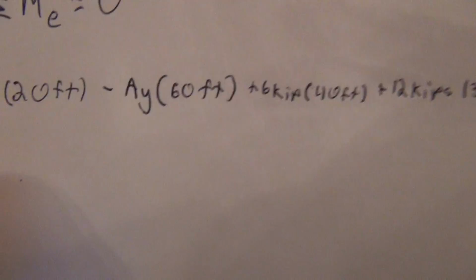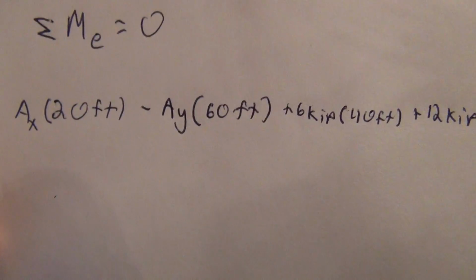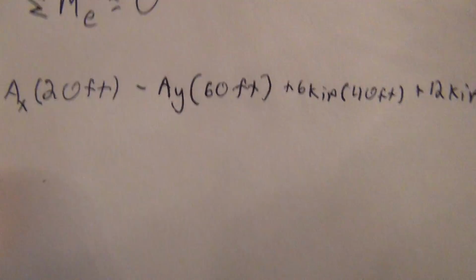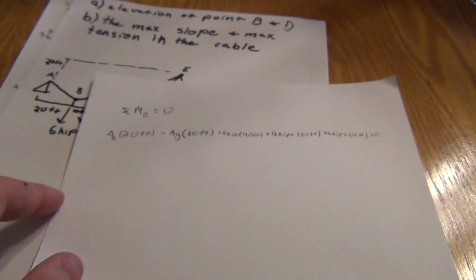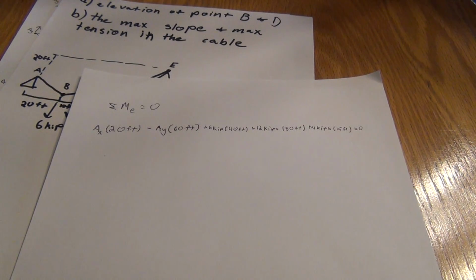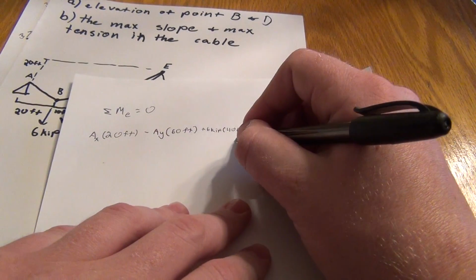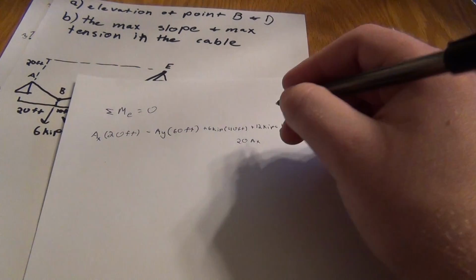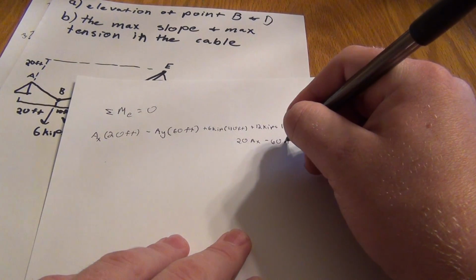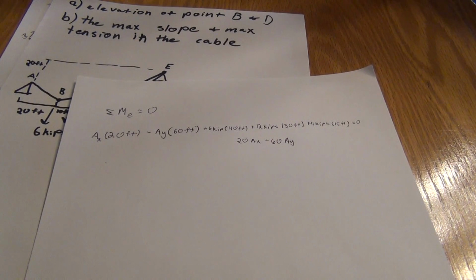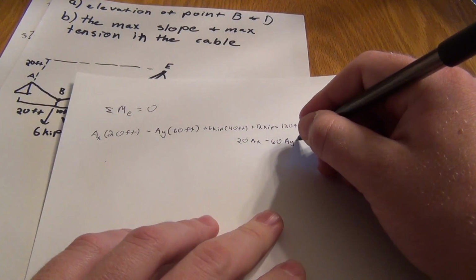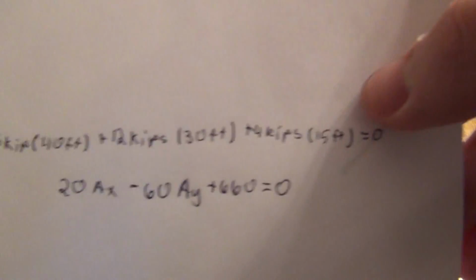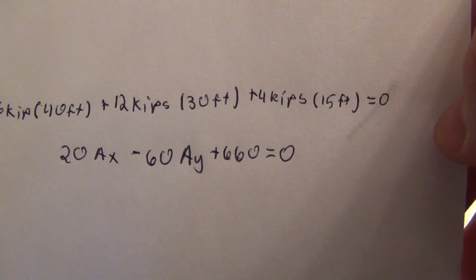So we're not going to get a straight out answer. We're going to get an equation. That's okay, because we're going to have another equation, and we can easily solve for AX and AY. So let's simplify this equation. At the end, you're going to end up with 20 AX minus 60 AY plus 660 equaling 0. So that's your final equation for that. We're going to use that later.